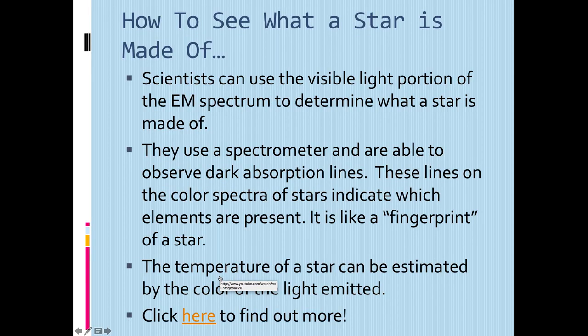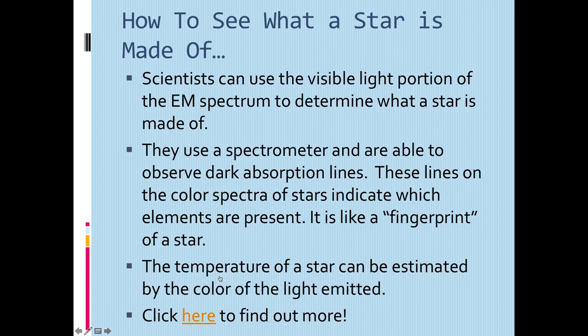Scientists can use the visible light portion of the EM spectrum to determine what a star is made of. They use a spectrometer and they look at the dark absorption lines, and it gives the scientists kind of like a fingerprint of the star. They can tell the temperature of the star by the color it emits.